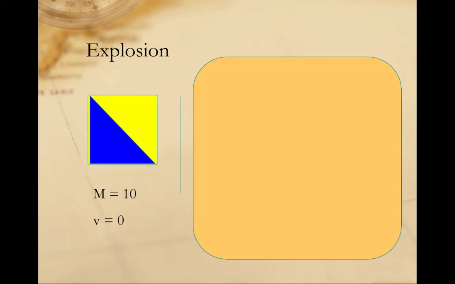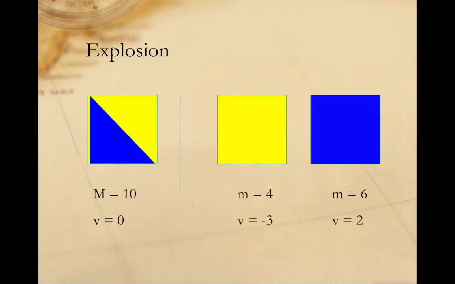And finally, in an explosion, you have a yellow square and a blue square, and they're kind of layered on top of each other, and they have a combined mass of 10. When they explode, the yellow will go one direction. Notice it has a negative velocity, and the blue will go in the opposite direction. They simply separate or break apart.